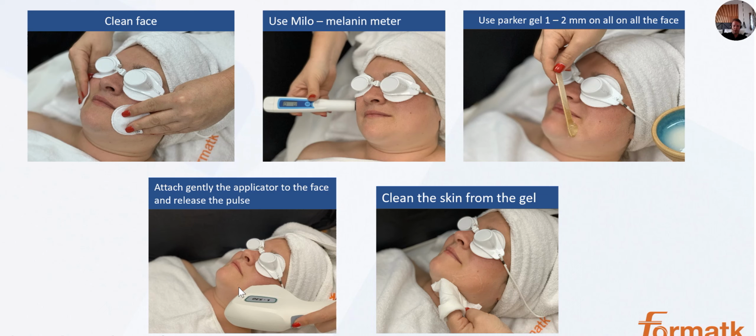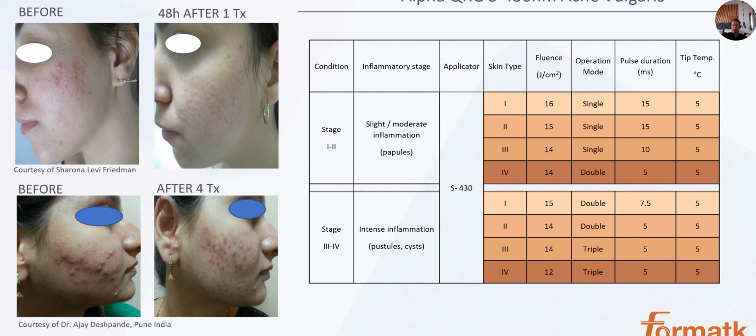This is the handle of the alpha, and you attach it to the skin, you shoot the beam, and you move on until you end up with the active lesions.